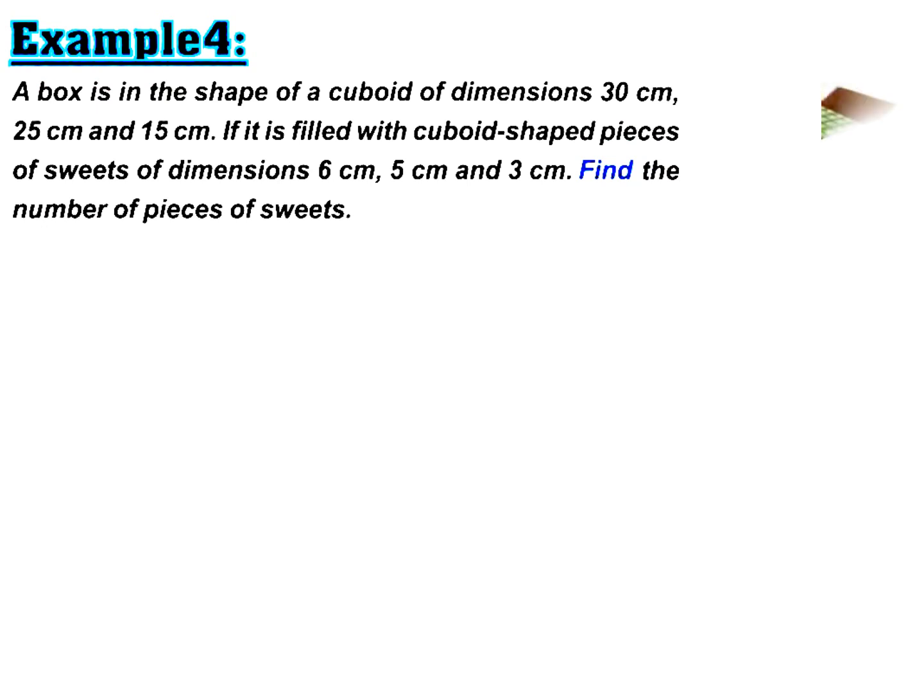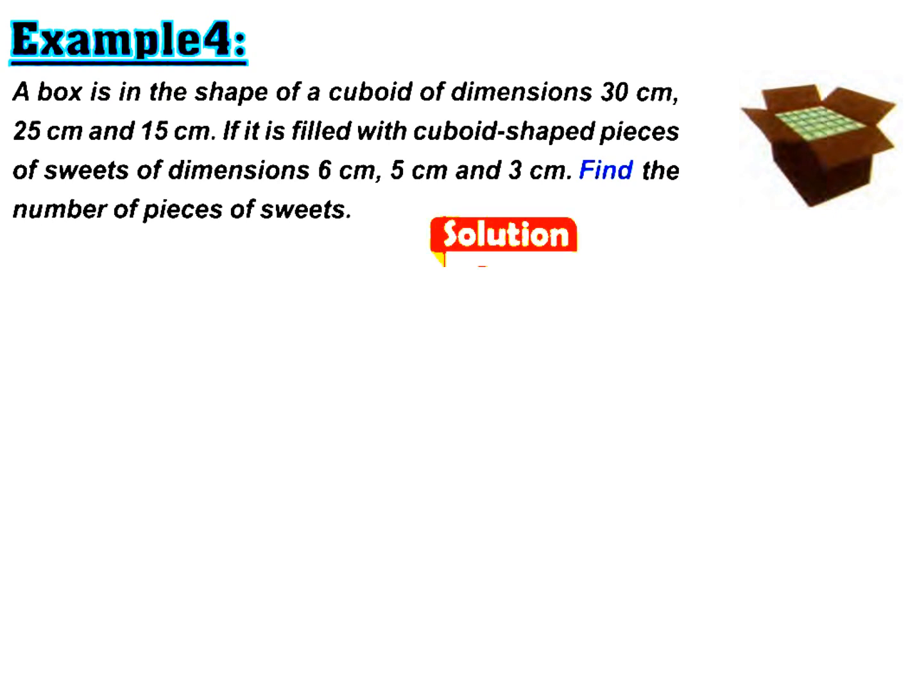Firstly, when he requires me to get the number of pieces filled in a greater box, this means that you can get the volume of the greater box and the volume of the small piece, and divide the greater volume by the smallest volume. It will give me the number of small pieces. So firstly, the volume of the box equals length times width times height. Its dimensions are 30 times 25 times 15.